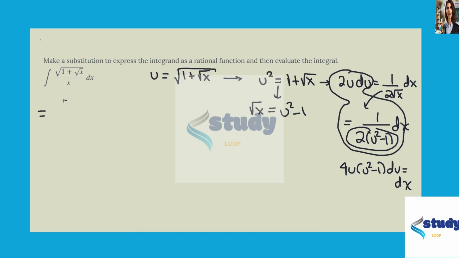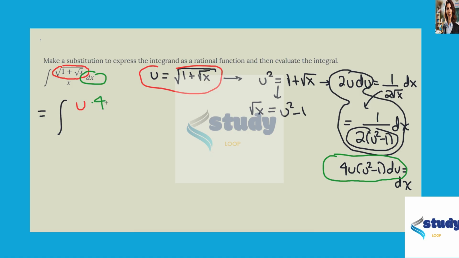So we have the integral on top. We see that radical up here in the numerator. That's just u by definition. So that's easy. That just becomes u. But then dx, more complicated expression. We just found this on the side. And that's 4u, and then u squared minus 1 du, all over x. And x, well, we just get that by squaring both sides of this equation. So we just have u squared minus 1 squared.